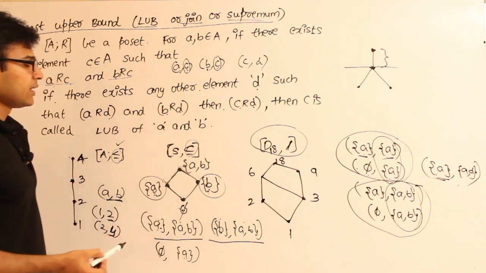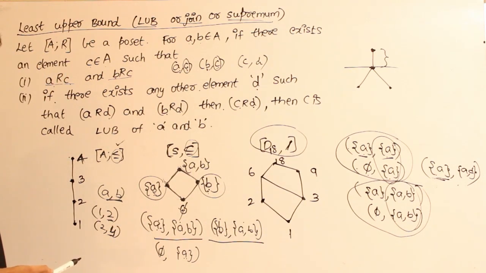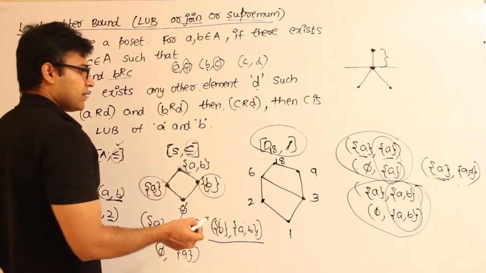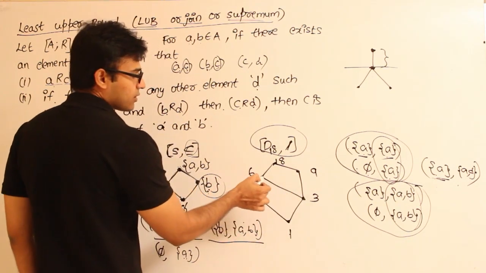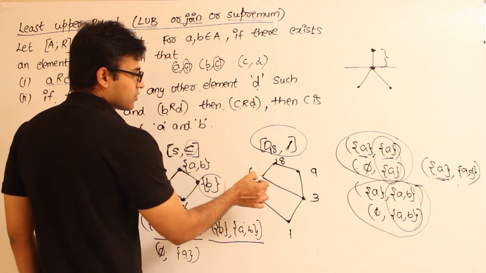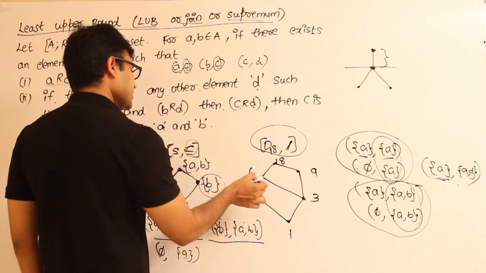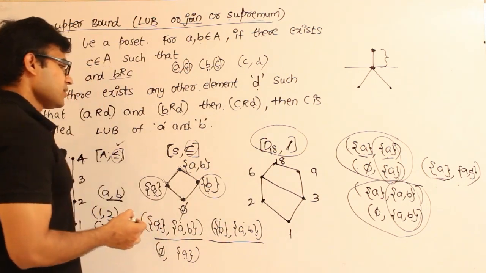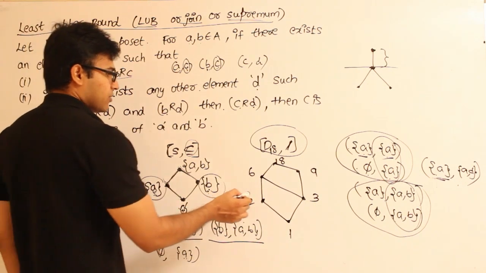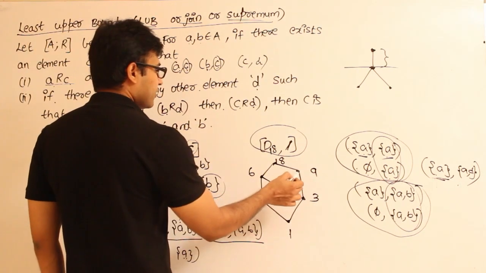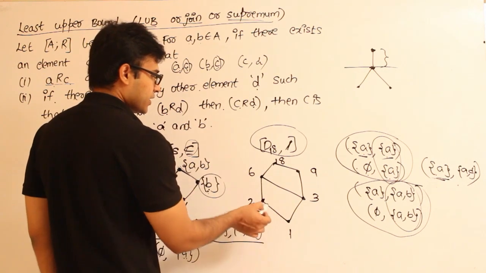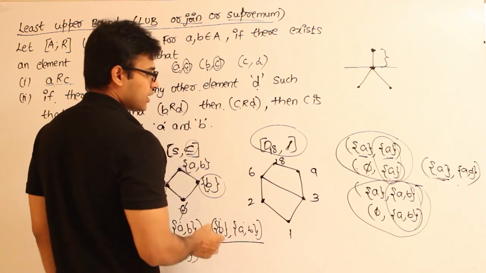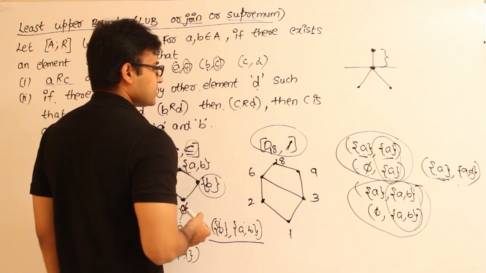Now here, let's see what is the least upper bound of each pair of elements. If you are looking at the least upper bound of 2 and 3, where are they going to meet? They are going to meet here, right? So it is the join of them. So we can say that 6 is the least upper bound. What about 6 and 9? 18 is the least upper bound, right? What about 1 and 2? The least upper bound is 2. 1 and 3, the least upper bound is 3.